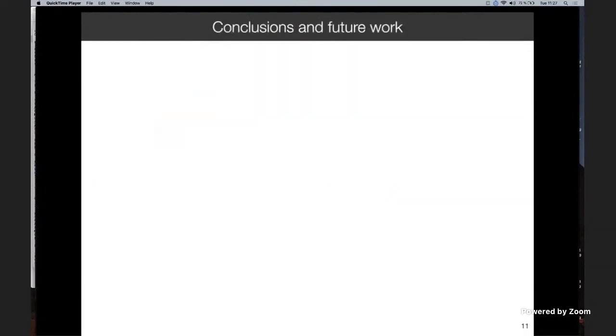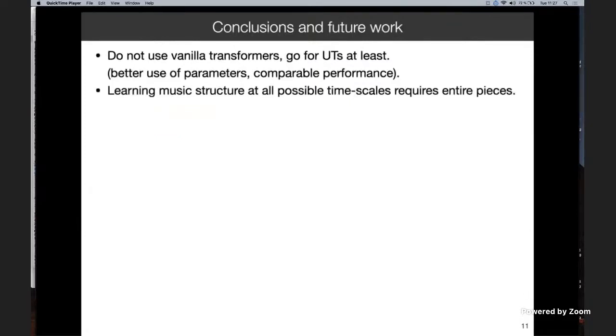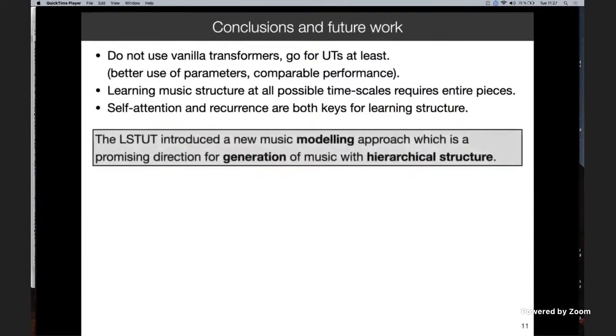So the takeaway message of our presentation is that you should use a universal transformer, if possible. Consider entire tracks to learn musical structure at all possible time scales, and combine self-attention with recurrence to take the best of both worlds. It is now time to start generating some structured music with our model.